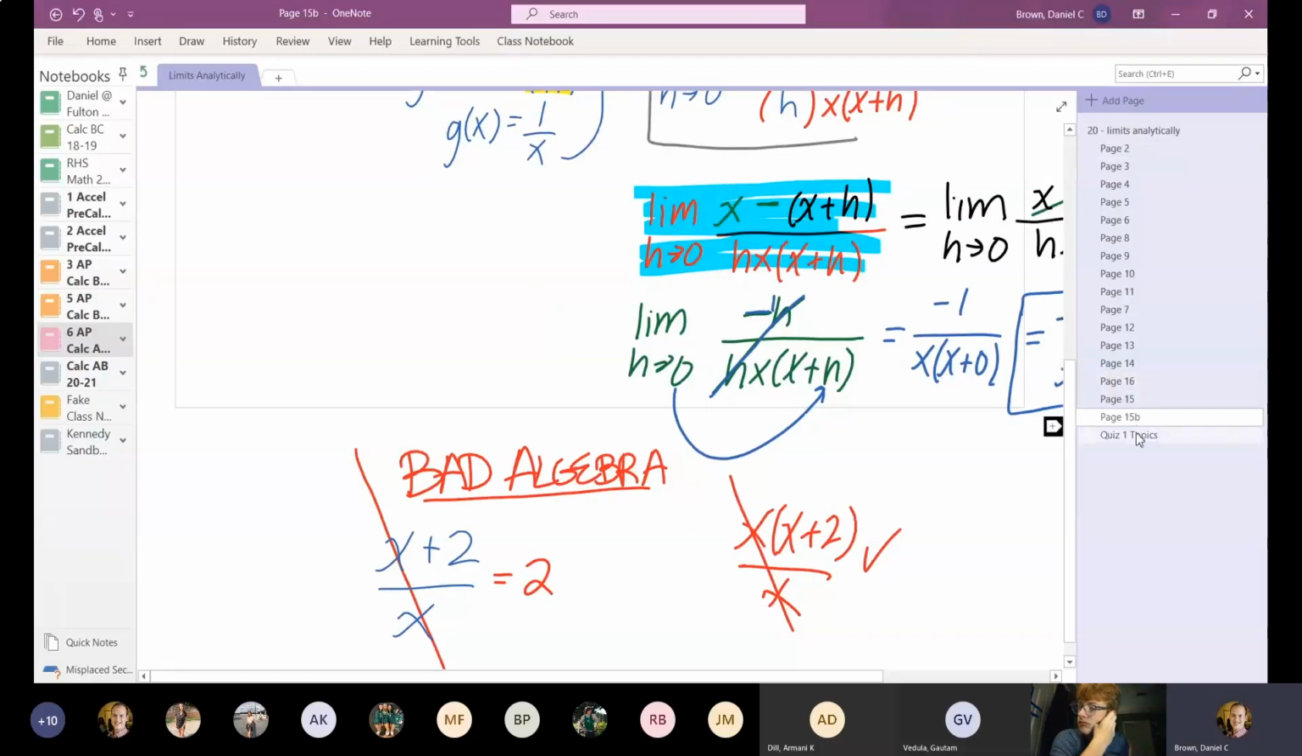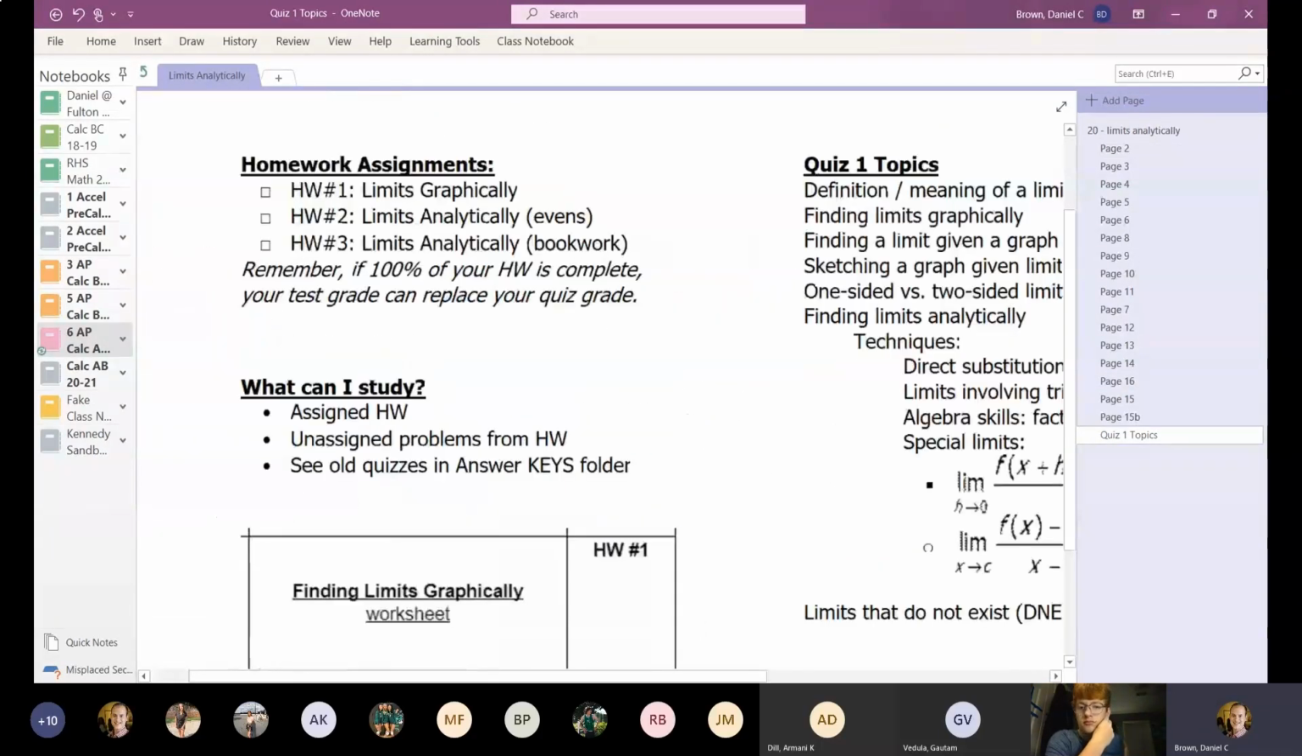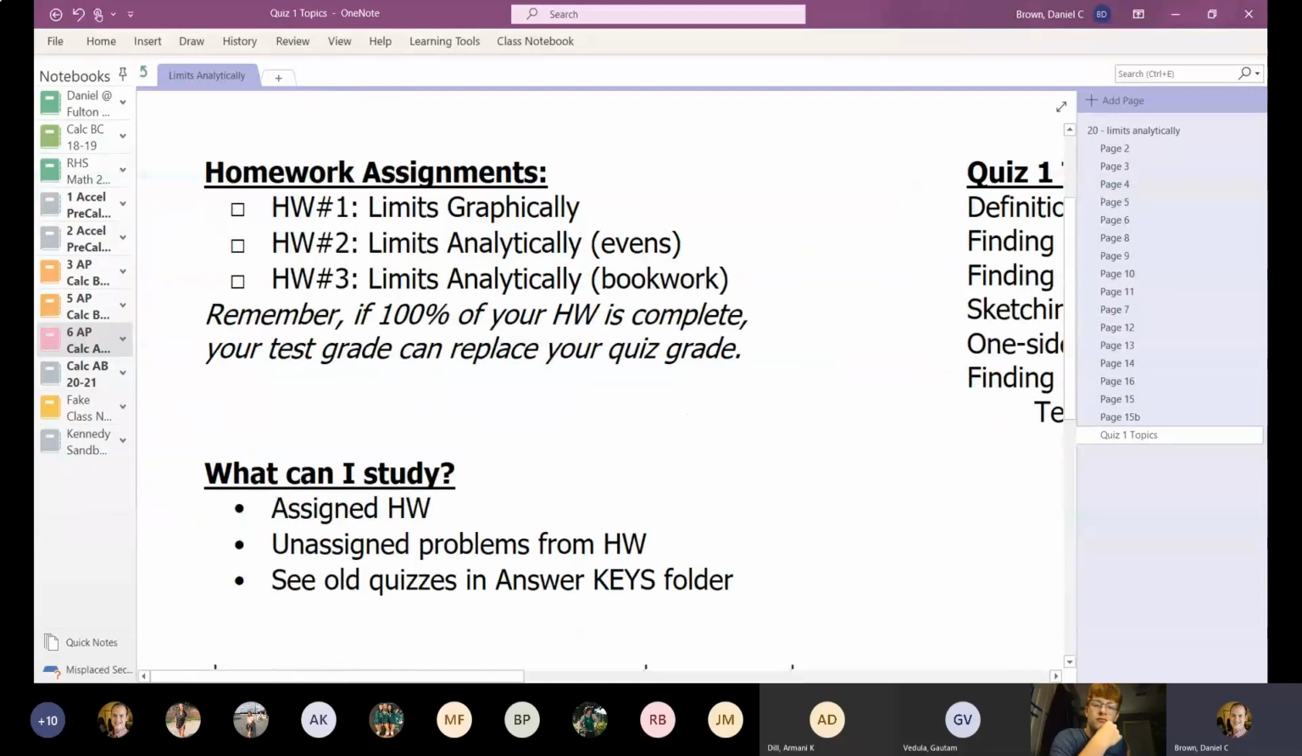All right, so I am going to show you this. I don't know how well you can see that, so I'm going to zoom in. The homework you should be working on right now, I'm not assigning any more homework this week. You have homework 1, homework 2, and homework 3.